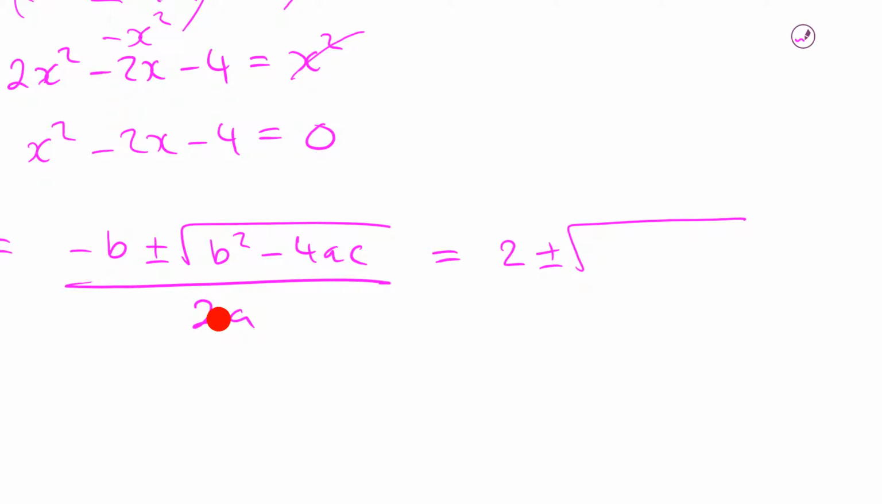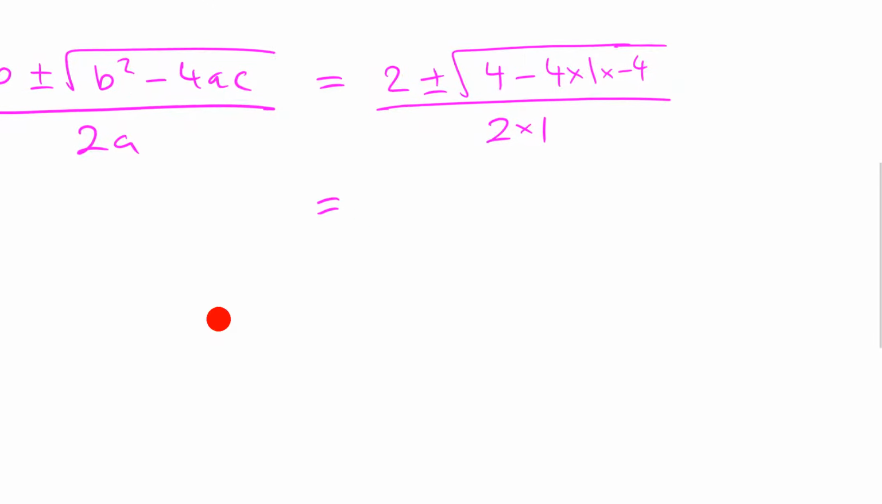What's the b squared going to equal? It's going to be 2 squared, which is 4. Minus 4 times 1 times minus 4. And what's the bottom going to be? 2 times 1, which is 2. Excellent. So, let's cross that out.